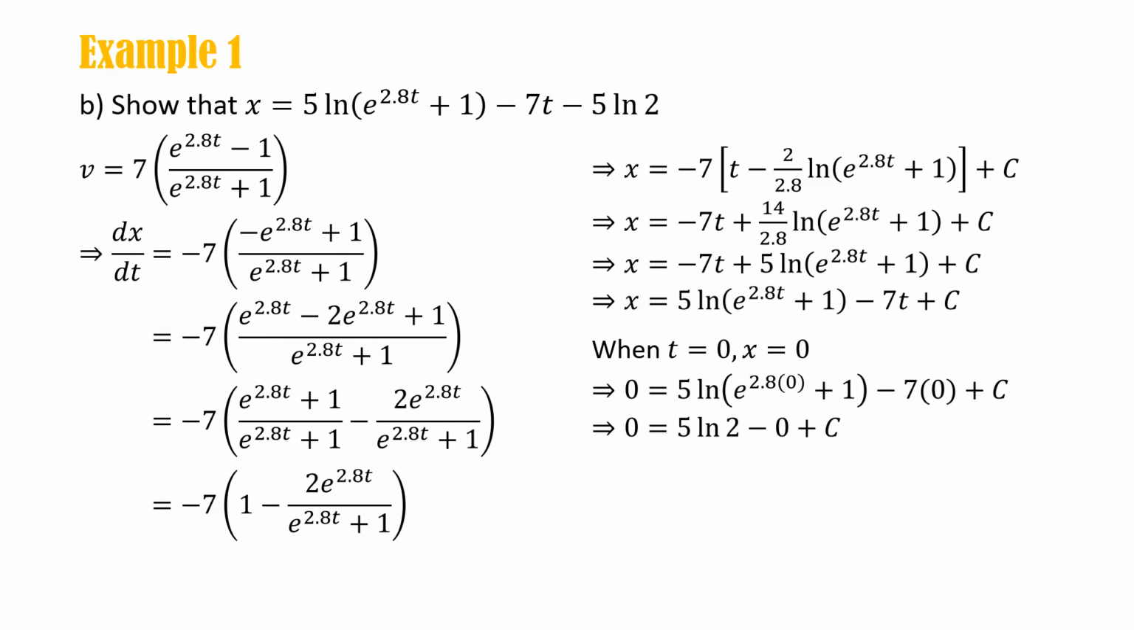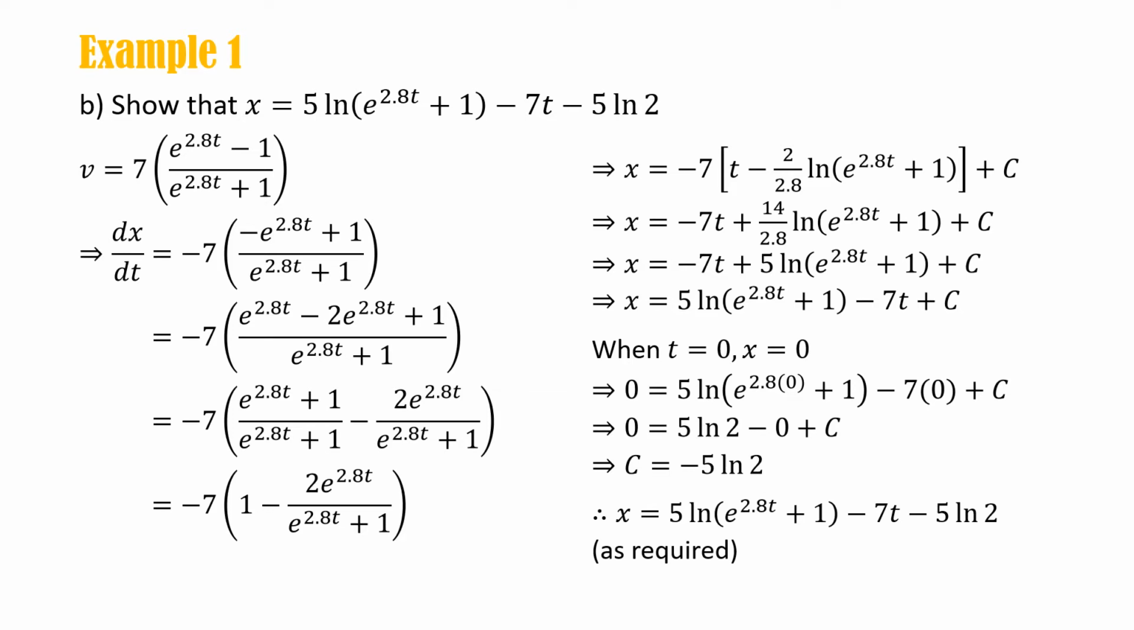So what we've got then is that C must be equal to the negative of 5 times the natural log of 2. Because then if I substitute that in for C, I would get 0 on the right-hand side. So now I can put that back into my previous line where x was equal to 5 times the natural log of e to the 2.8t plus 1 minus 7t plus c. That plus c is now going to become minus 5 times the natural log of 2, and lo and behold, we've shown that that is indeed our displacement.